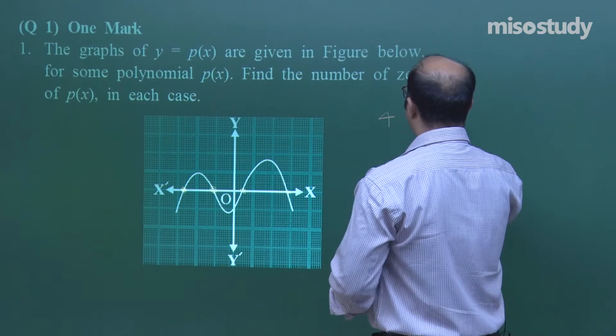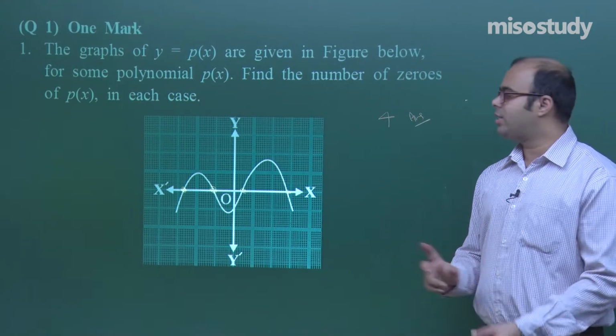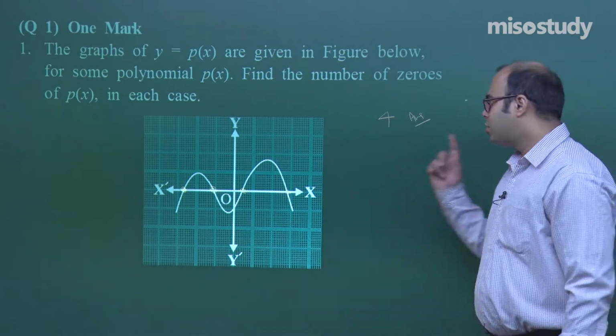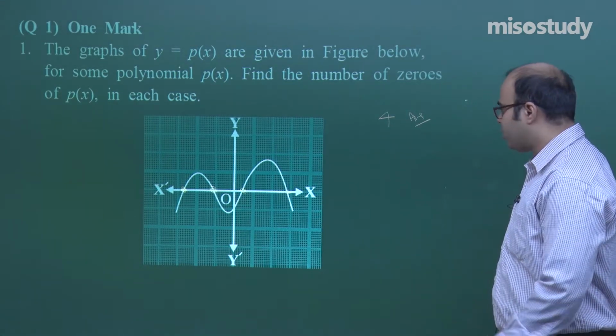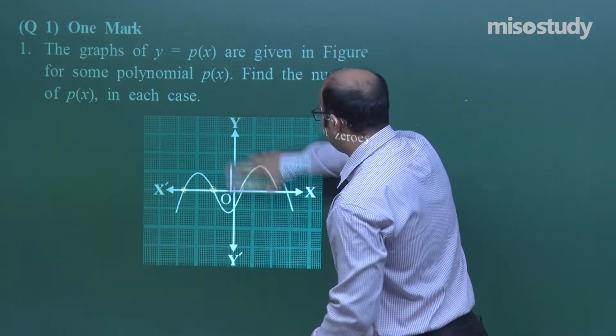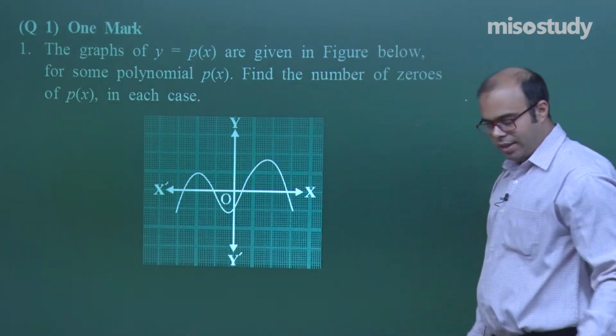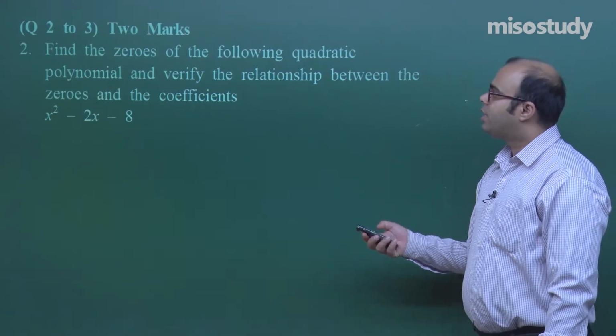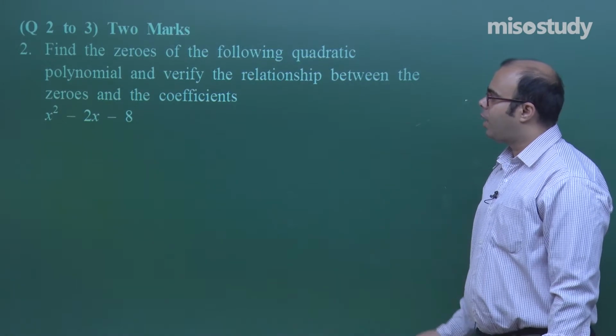We will directly see the graph and see the number of points where the graph of the polynomial is intersecting the x axis. So, there are 4 zeros here which we observe. After doing this first question, which is of only 1 mark, you should have only the understanding of the concept of zeros geometrically. Let us come to the second question, which is of 2 marks.